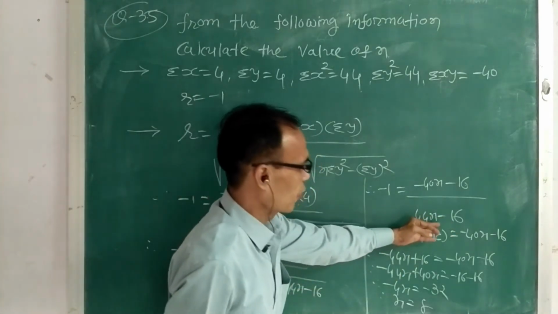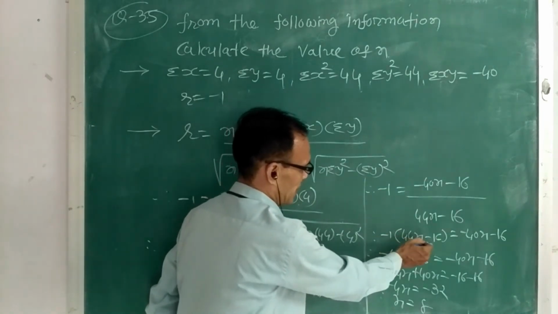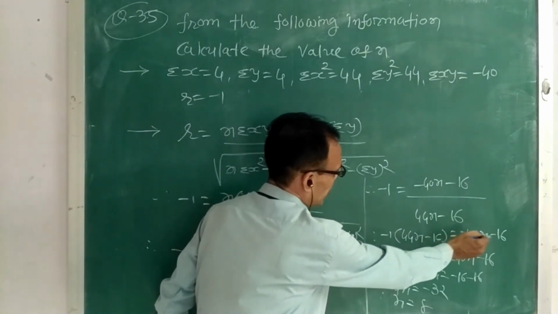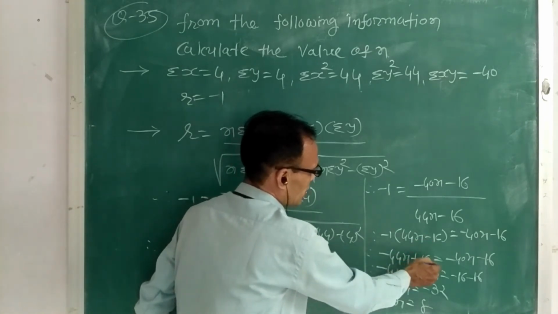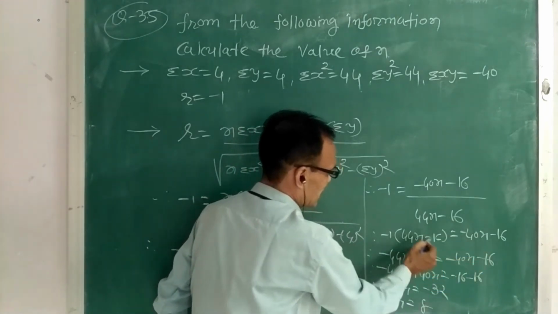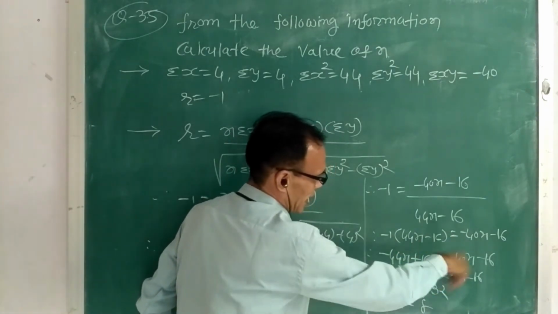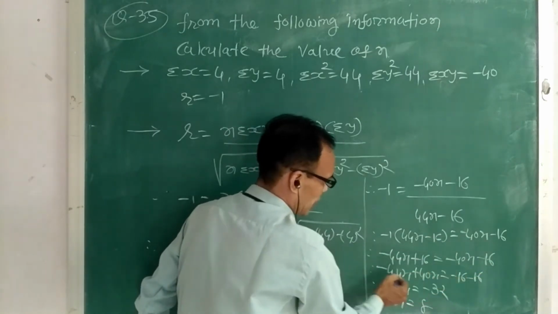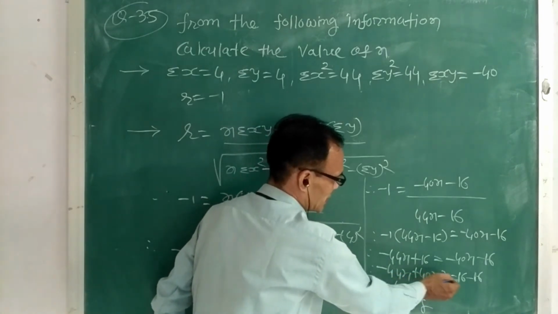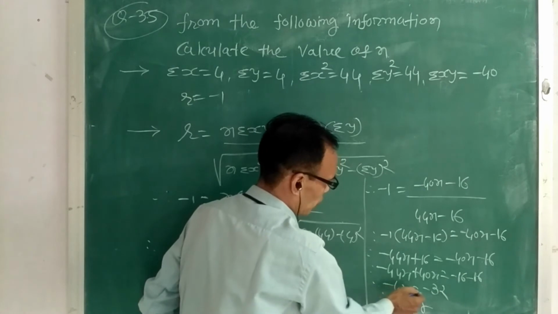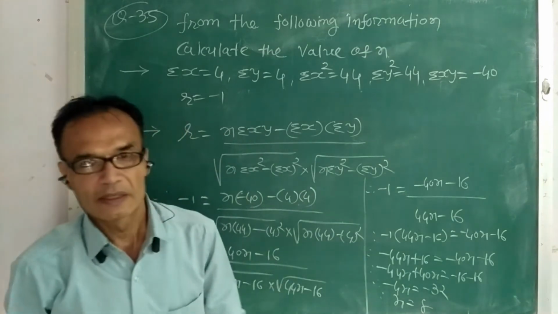We take this 44n minus 16 and multiply with minus 1. Then minus 1 into 44n minus 16 is equal to minus 40n minus 16. Therefore, minus 44n plus 16 is equal to minus 48 minus 16. Minus minus is plus. Therefore, minus 44n, n on one side and constants on the other side, that is minus 40n this side, we will take. Minus 44n plus 48 is equal to minus 16 minus 16. Therefore, minus 4n is equal to minus 32. Therefore, n is equal to 8. This is our answer, right?